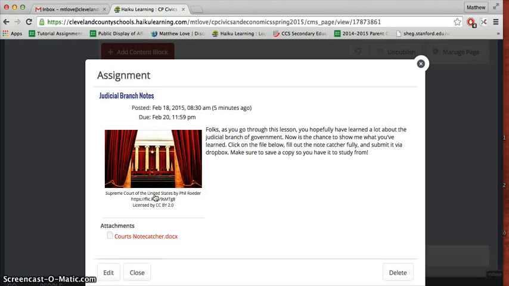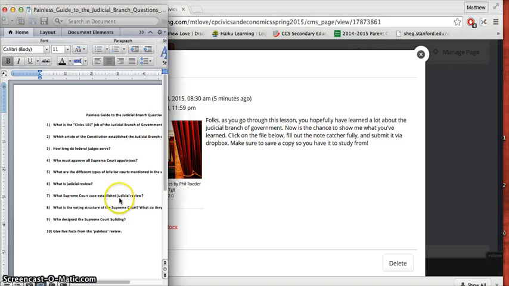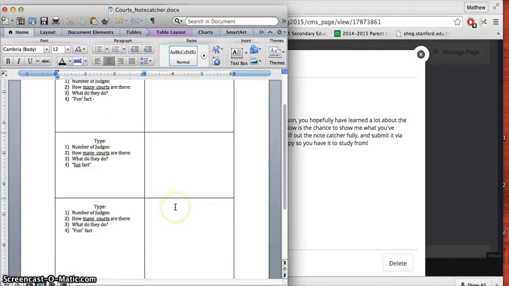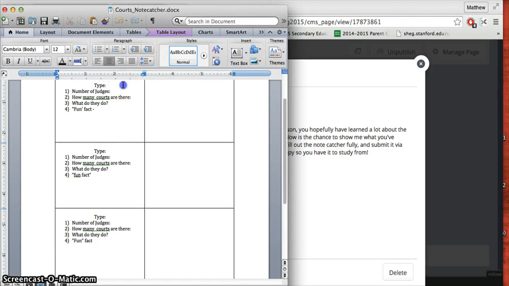So as you watch that teacher video, click on your courts note catcher. There's the other file still up, and there's your note catcher. There's 3 different types of federal courts. I'll even go ahead and help you out. You have your district, you have your United States Court of Appeals, and you have the U.S. Supreme Court. So tell me, how many judges are in each? How many different types of courts? For the Supreme Court, there's only one. District courts, there's a whole lot more than one.